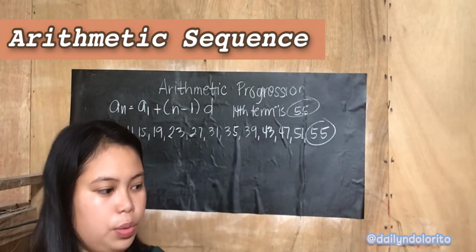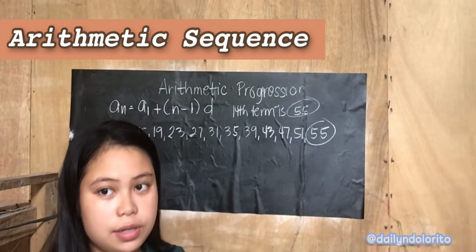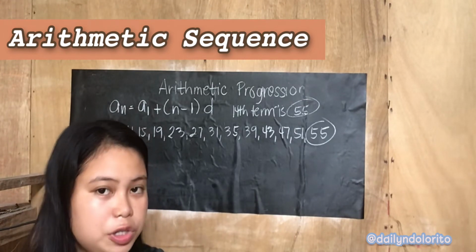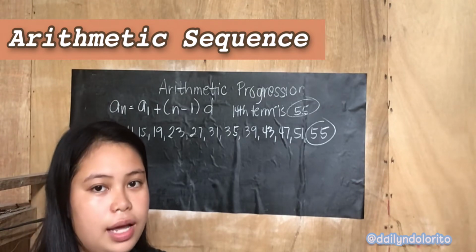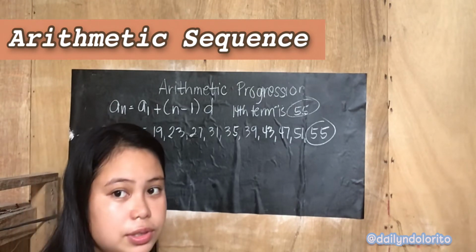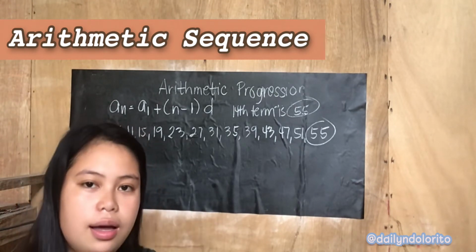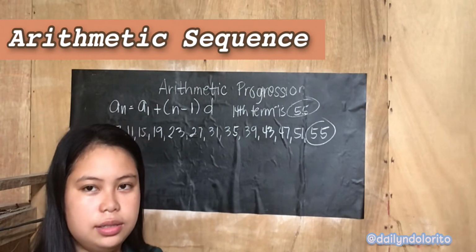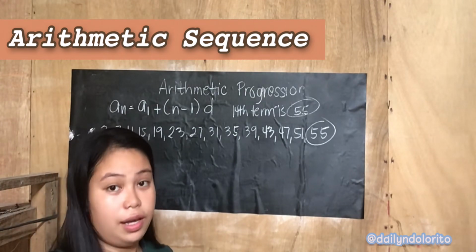That's just how you solve it. That's just how you manipulate it. You use the common difference and check if your answer is correct by adding it to the next term until you reach the term that you're looking for, the nth term to be exact.